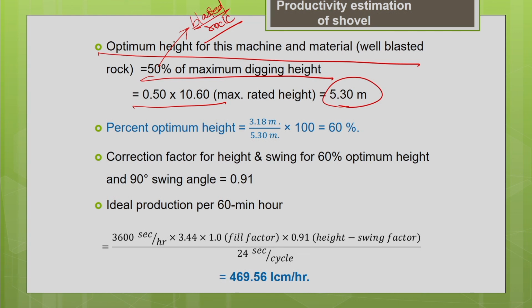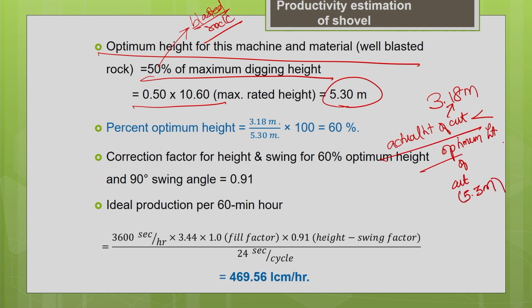But what is the actual height of cut it is dealing with? It is 3.18 meter. So, in this case the actual height of cut is 3.18 meter, which is less than the optimum height of cut. What is the optimum height of cut? 5.3 meter. Since it is less, obviously your production is going to be less. So, you have to adjust the productivity based upon the height.